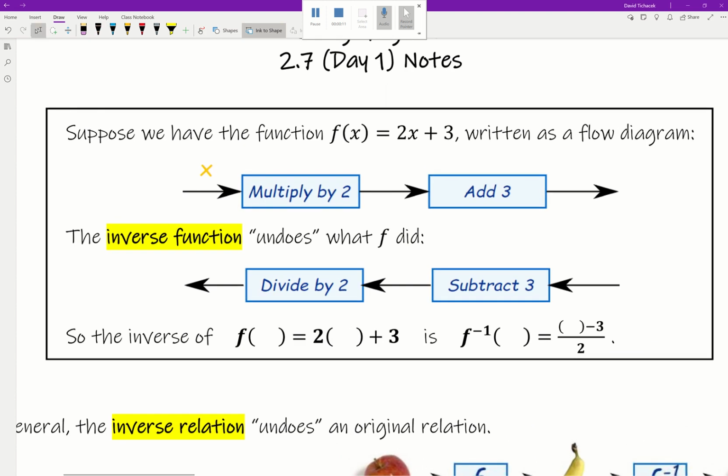So it says here in the box, suppose we have a function f of x is equal to 2x plus 3. So remember, we've talked about how functions are machines, and so this is the machine that would take your input, multiply it by 2 first, and then after that add a 3, okay?